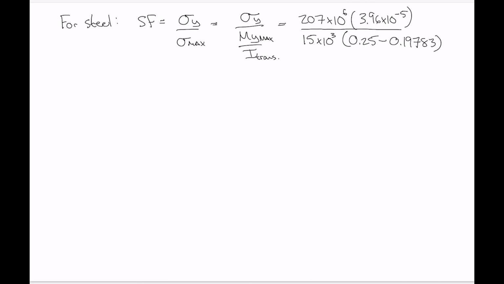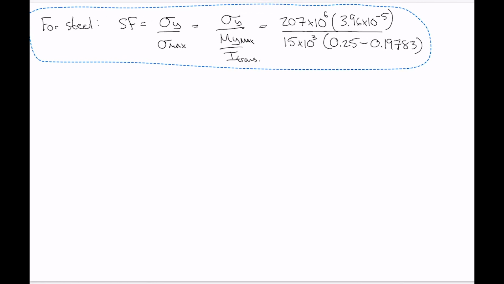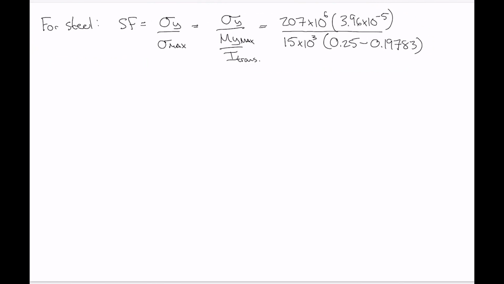Okay, so pop that in and do the math on that. And what do we get out of the other end? We get out a safety factor of 10.4. So that's for the steel. For the wood.